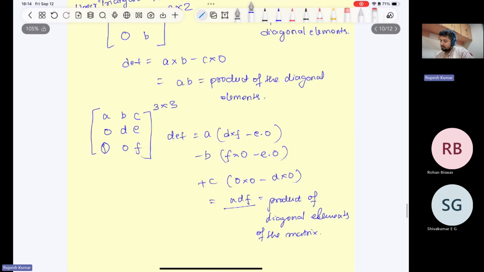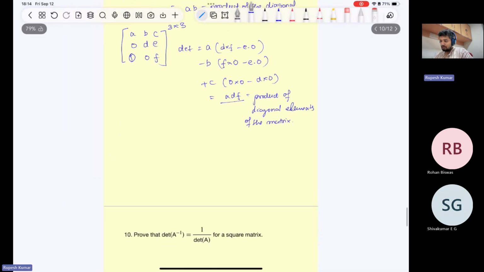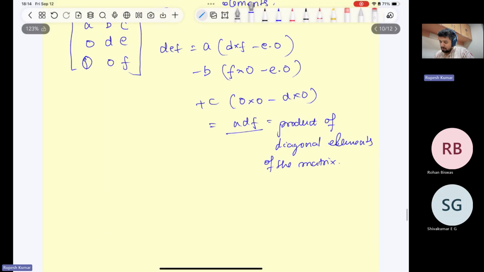Fine. Now we have done this for the 2D and 3D cases. We can do this for general cases also. Let's say we have a matrix M cross M, and you should know that determinant is only defined for square matrices. So this has to be an M cross M matrix, right? Now, how would it look like?